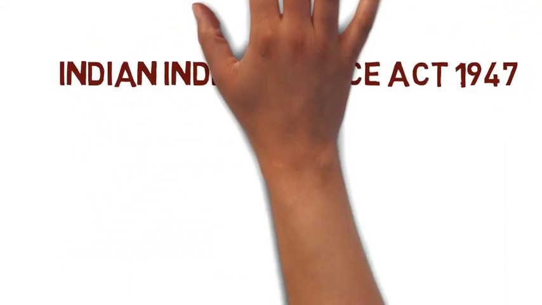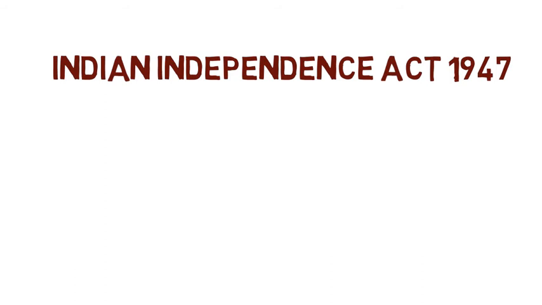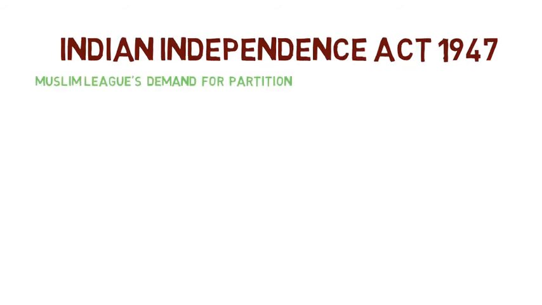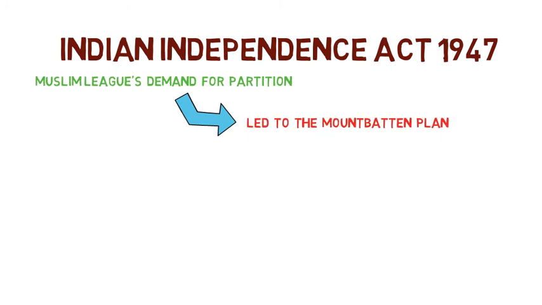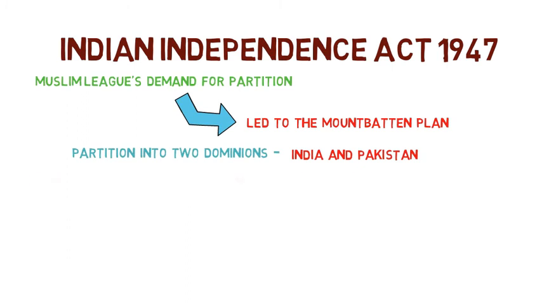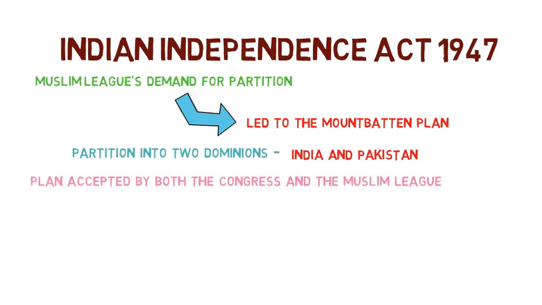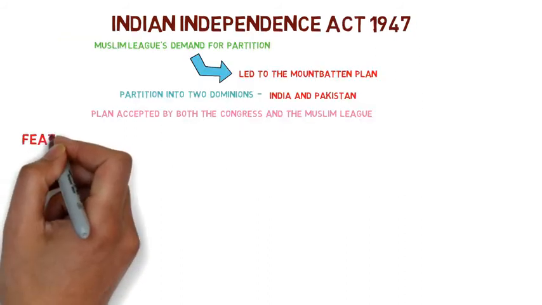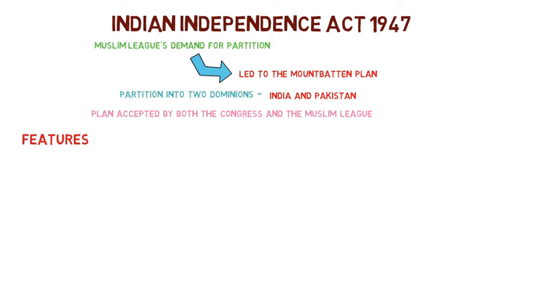Last in the series is the Indian Independence Act of 1947. After the agitations by the Muslim League demanding partition, the then Viceroy, Lord Mountbatten, put forth the Mountbatten Plan, which effectively sought to partition the country into 2 dominions. Both Congress and the Muslim League accepted the plan and the Indian Independence Act came into effect. Let's look at the features of this Act.